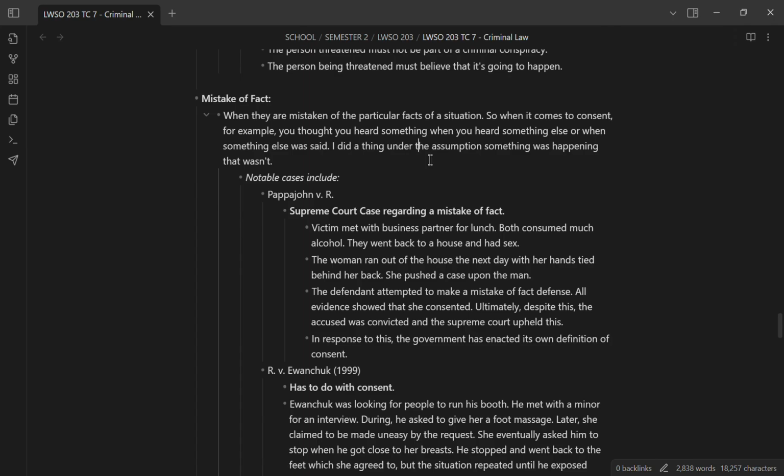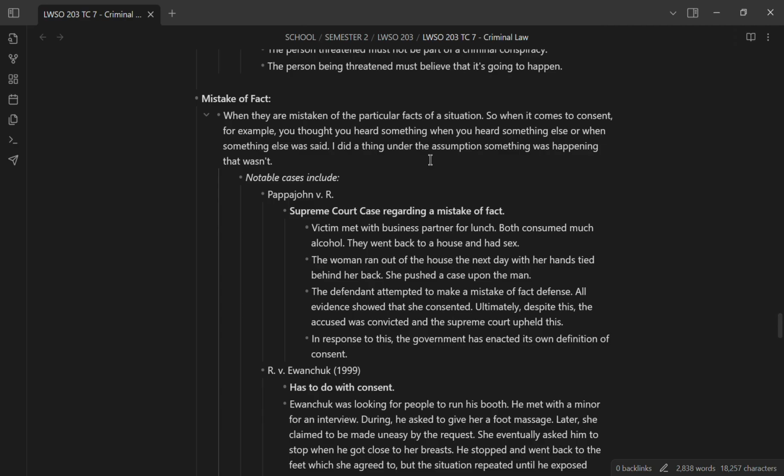In this case, there was a victim that met with a business partner. Both consumed a ton of alcohol, and they went back to a house and they had sex. Next morning, the woman ran out of the house with her hands tied behind her back, and she pressed charges, pushed a case upon the man. The defendant attempted to make a mistake of fact defense. Doing that, he was saying that all evidence showed that she consented.